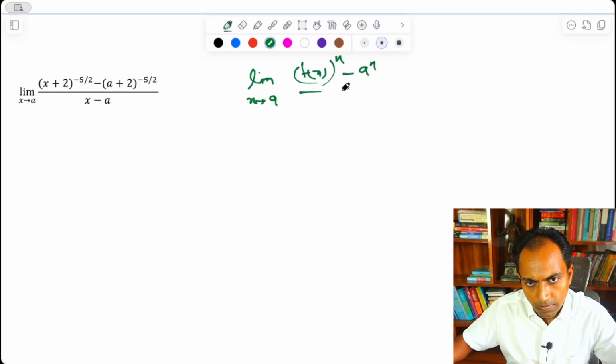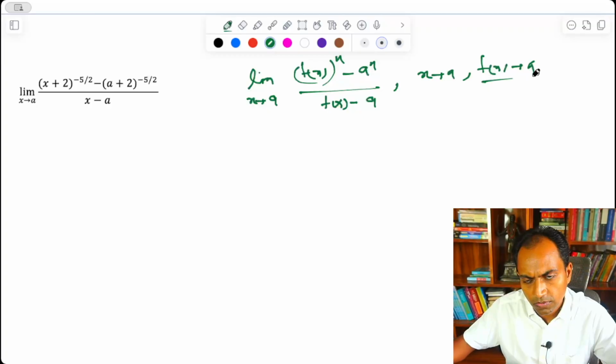So instead of x, I can also write f(x). What was the condition? When x tends to a, f(x) should also tend to a. This should happen. Then we will also be able to write this as n times a raised to the power n minus 1.